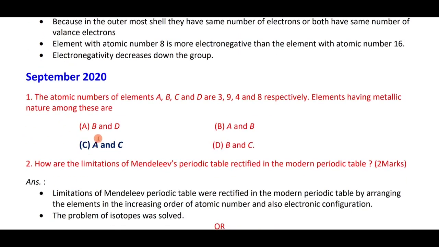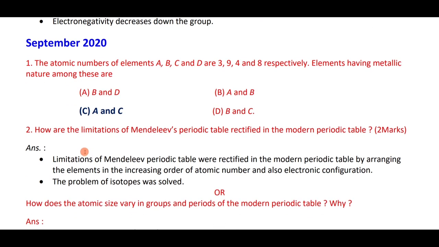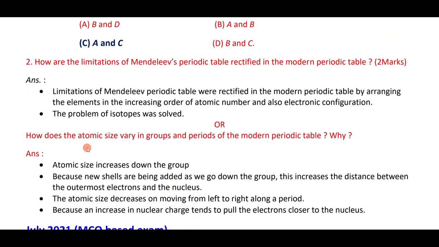Atomic numbers of elements A, B, C, D are 3, 9, 4, 8 respectively. The elements having metallic nature among these is option C, that is, A and C have metallic property. The limitations of Mendeleev's periodic table were rectified in the modern periodic table by arranging the elements in the increasing order of atomic number and also based on the electronic configuration. The problem of isotopes was solved.